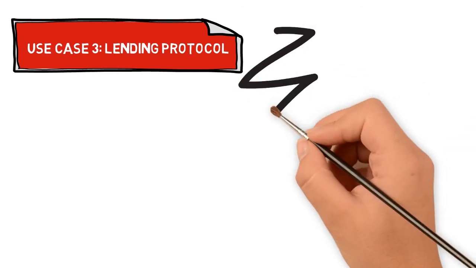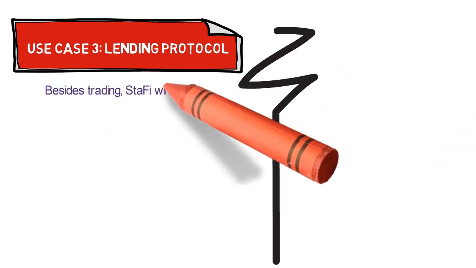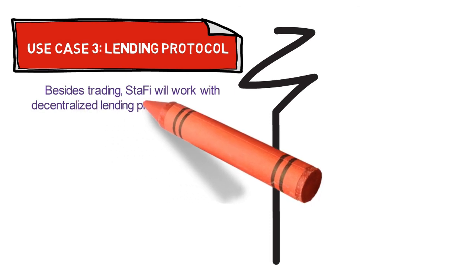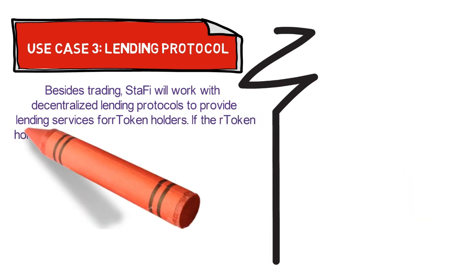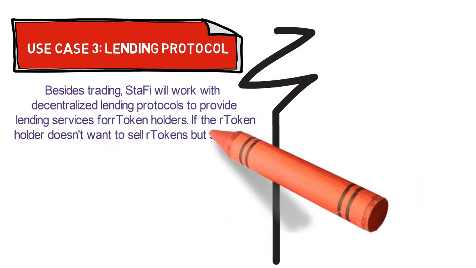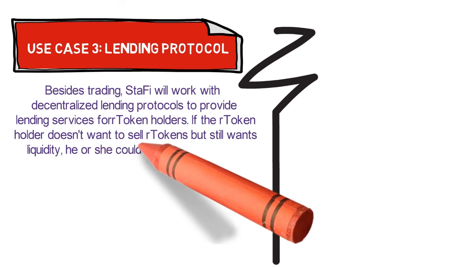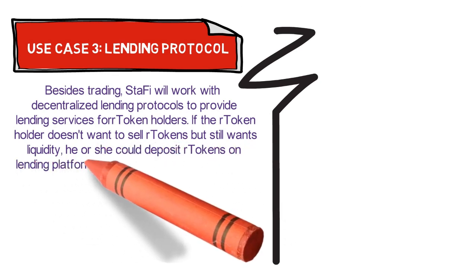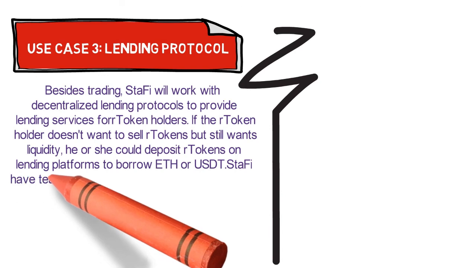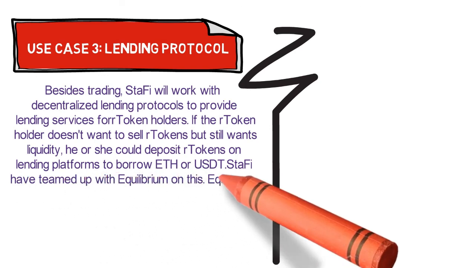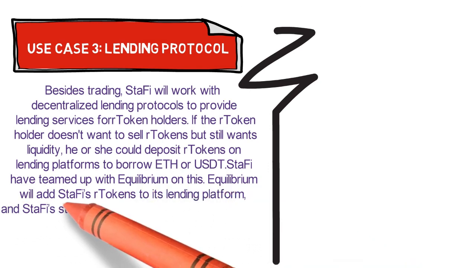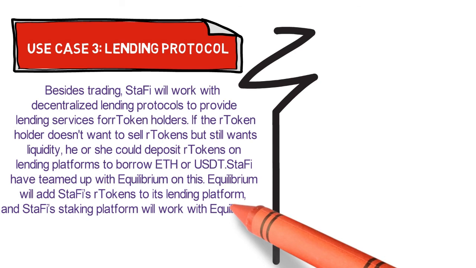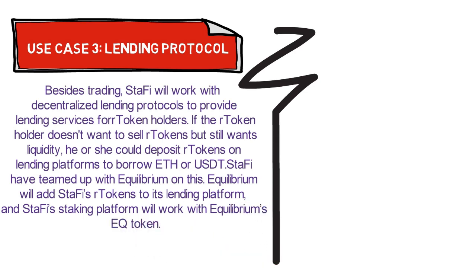Use case 3. Lending protocol. Besides trading, Stafi will work with decentralized lending protocols to provide lending services for rToken holders. If the rToken holder doesn't want to sell rTokens, but still wants liquidity, he or she could deposit rTokens on lending platforms to borrow ETH or USDT. Stafi has teamed up with Equilibrium on this. Equilibrium will add Stafi's rTokens to its lending platform, and Stafi's staking platform will work with Equilibrium's EQ token.